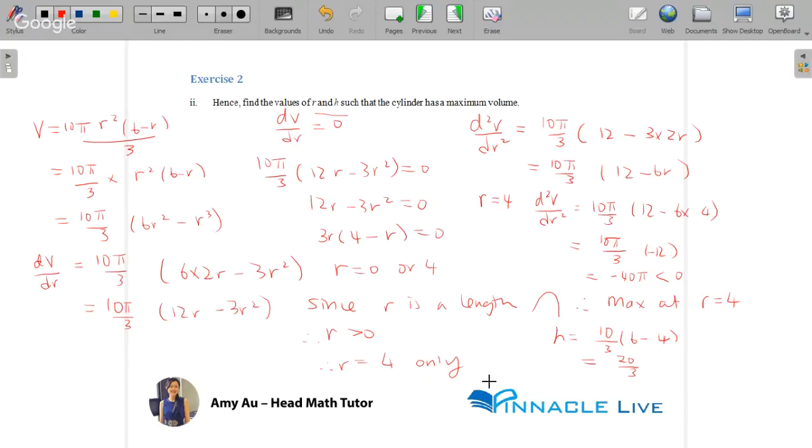So a good student will actually answer the question. So I'm not hunting for your working or hunting for your answer in the working. So therefore, the maximum volume of the cylinder is maximized when H is 20 on 3 centimeters and R is 4 centimeters. That's it. You can even underline it. Okay, it just really helps.